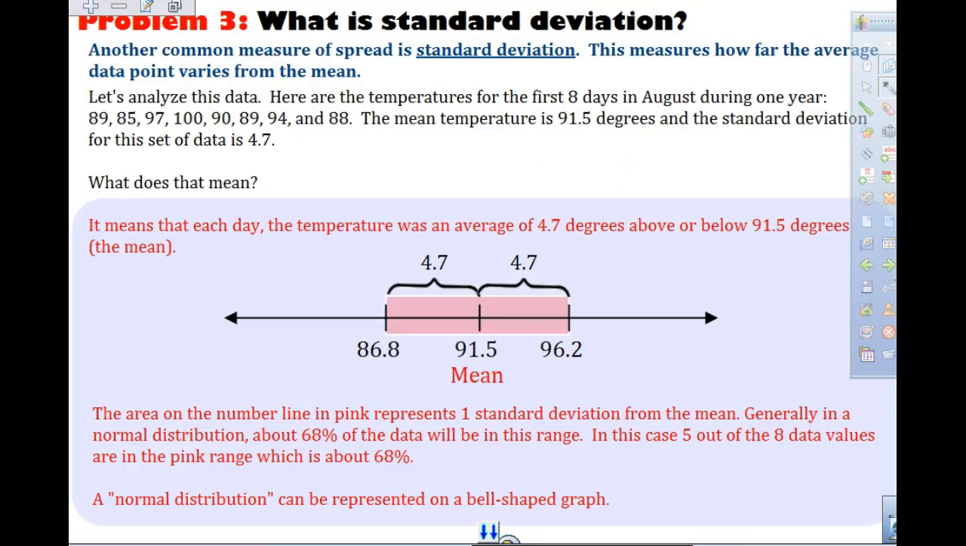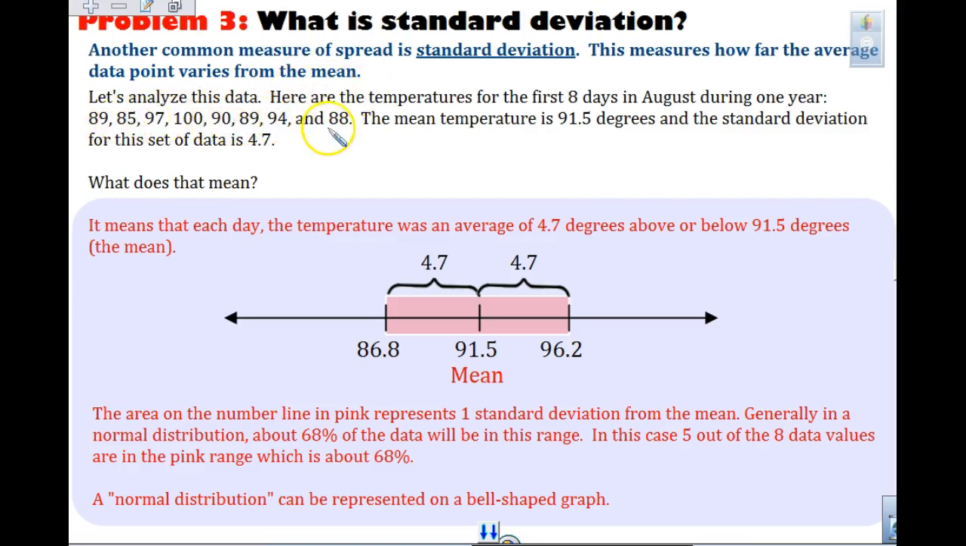What is the standard deviation? Another common measure of spread is standard deviation. It measures how far the data points vary from the mean on average. So this is our definition: this measures how far the average data point varies from the mean, which means we have to find the mean. So we're looking at the change.